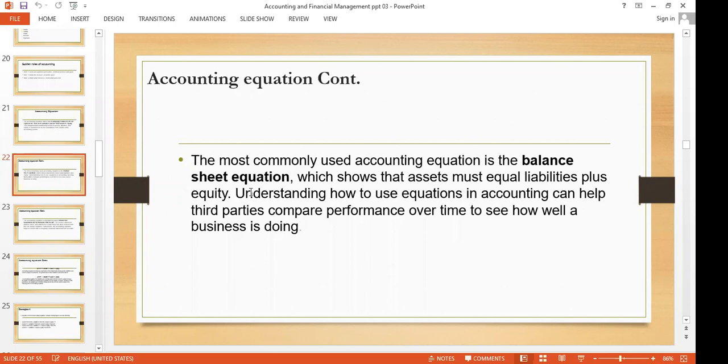Understanding how to use the equation in accounting can help third parties compare performance over time to see how well a business is doing. All the third parties can prepare the accounting equation, and compare past years or similar companies to others using the accounting equation.